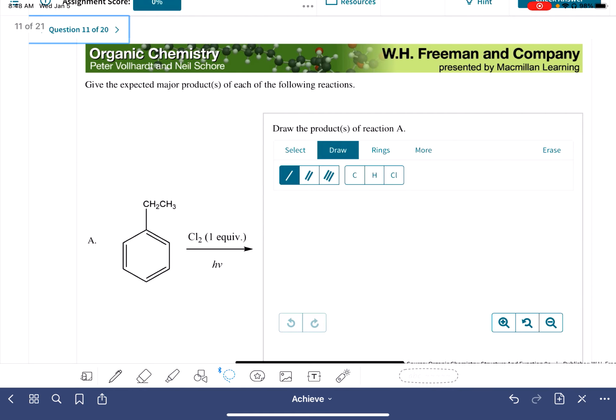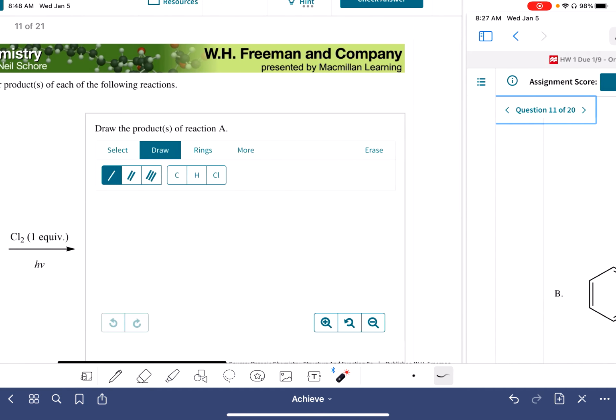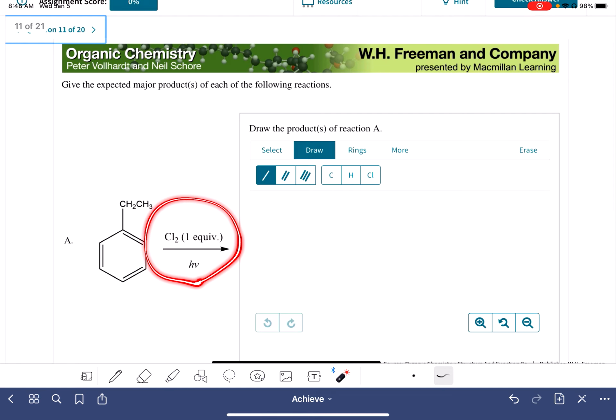For this one, this is asking to draw the expected major products. There might be more than one. There's 2 parts to this, a part A and a part B. When we're chlorinating, remember, chlorines go everywhere. They're not selective. So we want to draw multiple products whenever we're chlorinating.